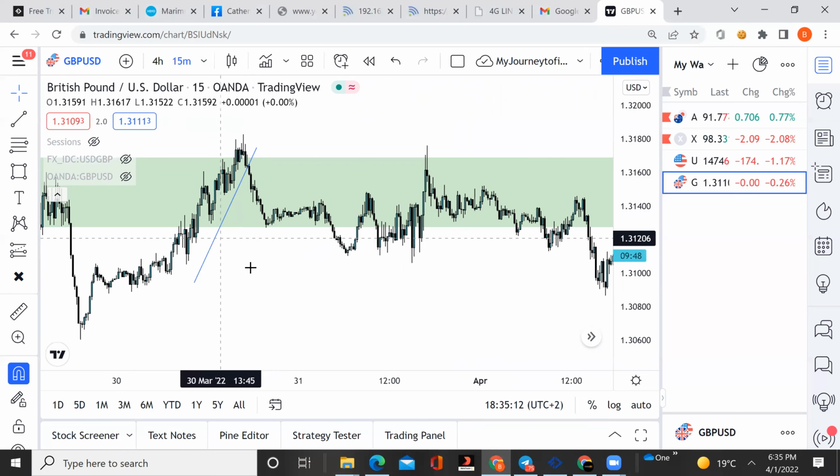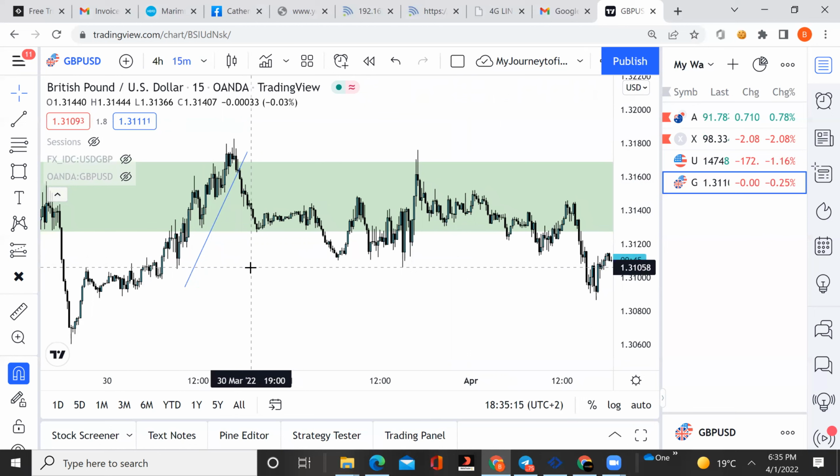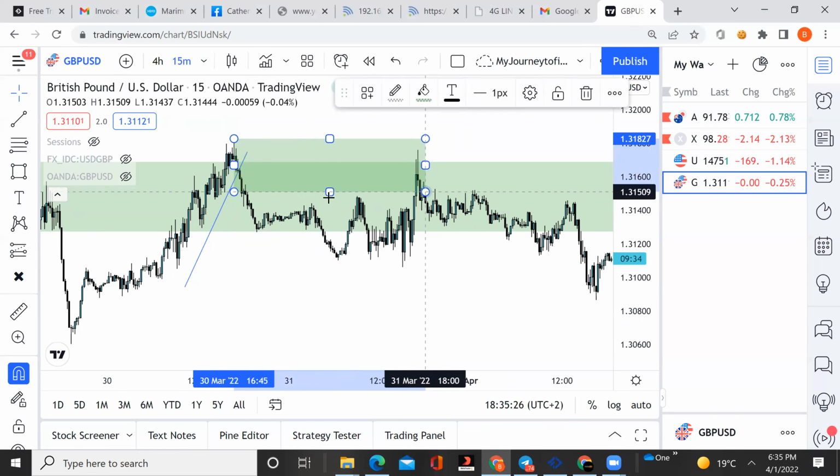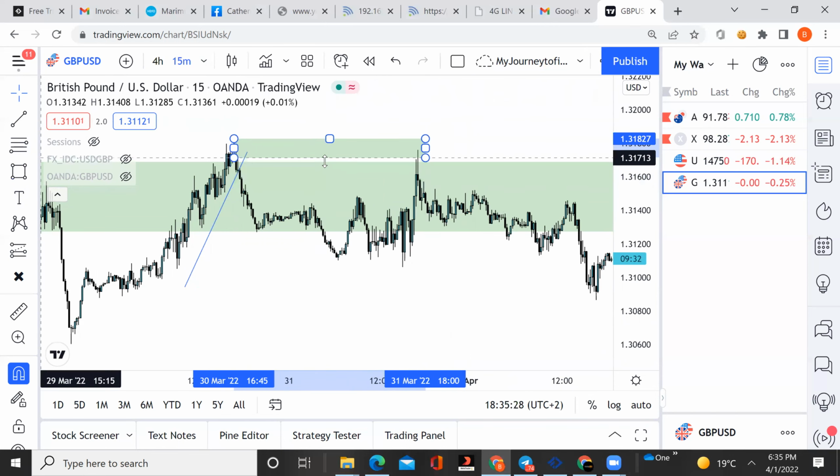So basically here you're looking for any type of either a retail sell pattern or order block ICT sell pattern. So here we could have entered here, waited for this trend line to break and then entered there. That's one entry idea.